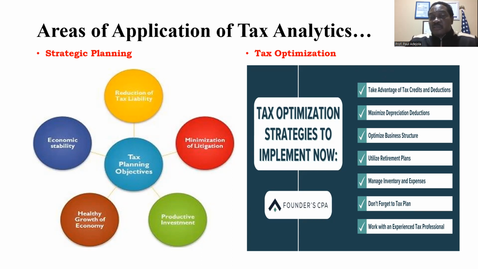Here, in tax optimization strategies, what do we achieve when we carry out analysis of our tax data, or data related to tax? One, we take advantage of tax credits and deductions, maximize depreciation deductions, optimize business structure, utilize retirement plans, manage inventory and expenses. And of course, with tax optimization strategies in place, you will not forget to tax plan. Then work with an experienced tax professional. That's as extracted from the CPA. You can see that.